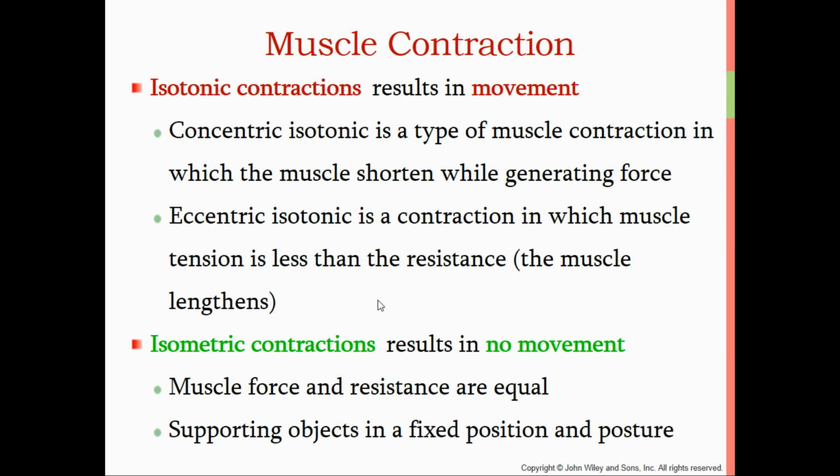An isometric muscle contraction is a forceful contraction, but it results in no movement. Muscle force and resistance are equal, supporting objects in a fixed position and posture. So think about if I were to give you a walnut and say, crack this between your hands, and you would push as hard as you could on the palms of your hands in front of your chest, and you would try to squeeze that walnut in between your hands. You're really not moving, but you're still pushing, and your muscles are contracting with force, but there's not a lot of movement involved there. That would be an example of isometric.